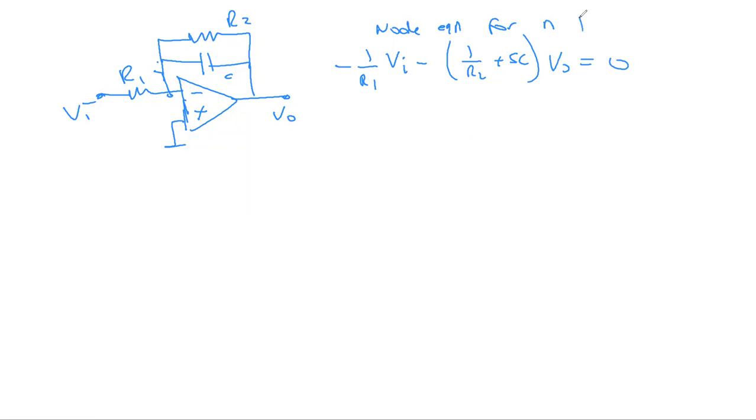For the inverting terminal. So from here, if I take V0 over VI, let's divide both terms by C. So R2 times C, R1 times C, C over C is going to give me 1. So I will have minus, this is R2C, S plus 1 over R2C, minus 1 over R1C. So this is the first order transfer function, G of S.